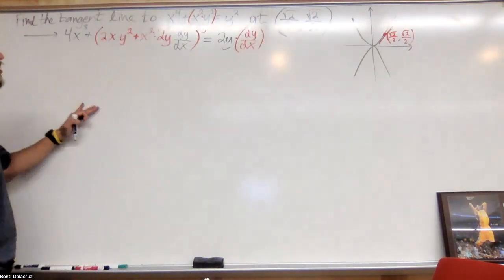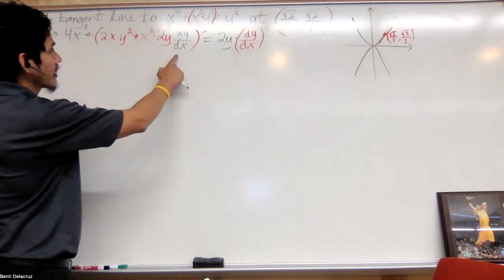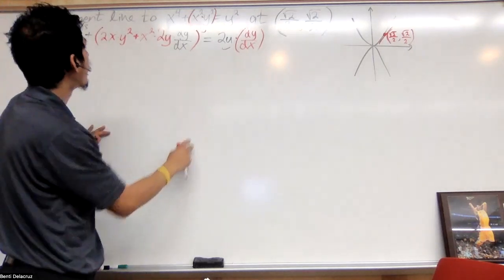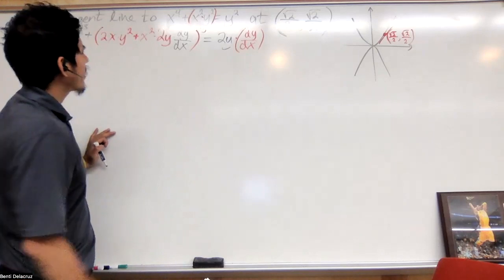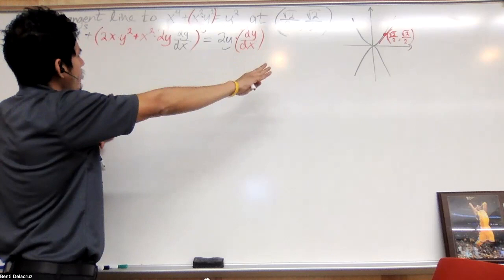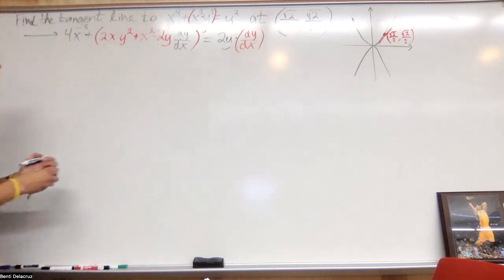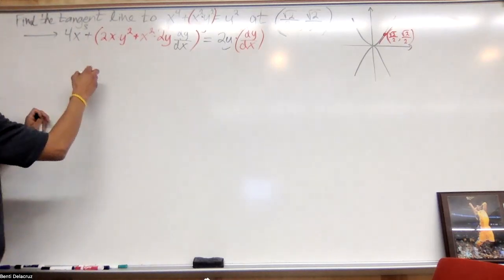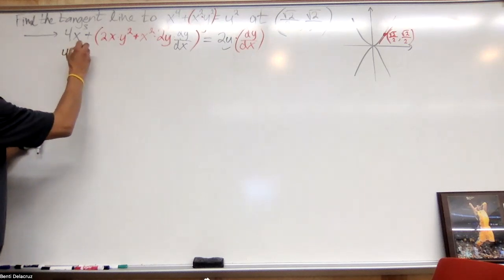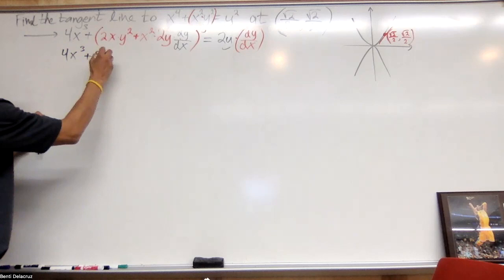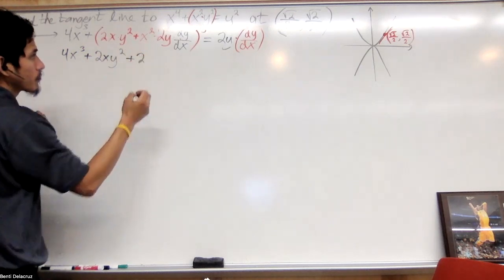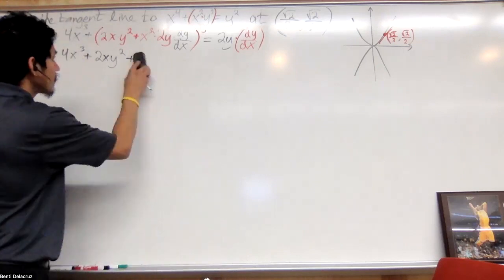Okay, so the next thing we essentially have to do is solve for dy/dx. We want to treat it just like a term. So we can actually bring the dy/dx terms to the right. That'll probably be easier. And then everything else, leave it on the left. So let's expand this first. So we have 4x cubed plus 2xy squared plus a 2.